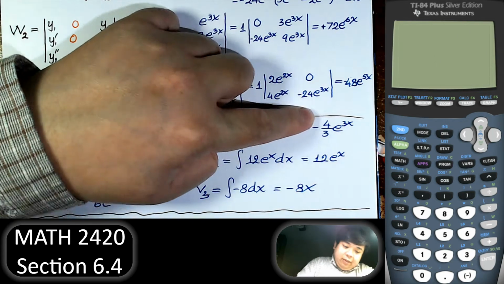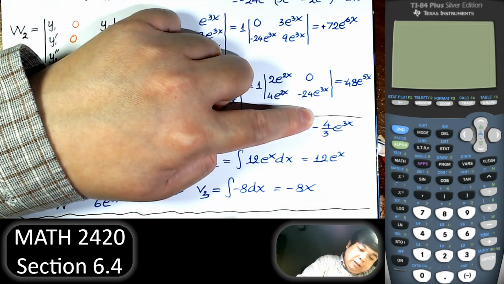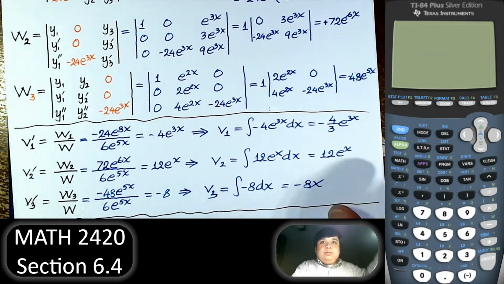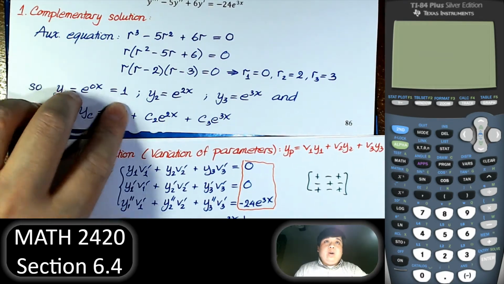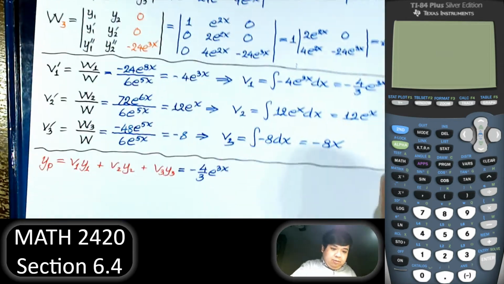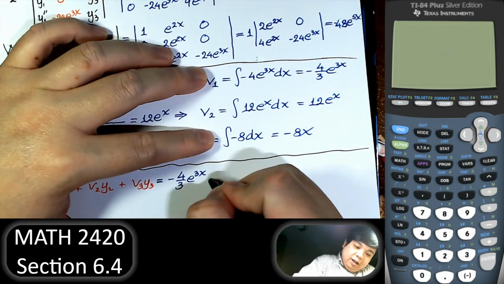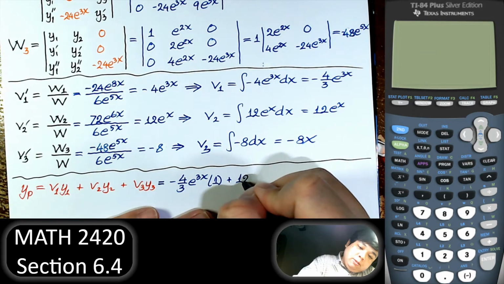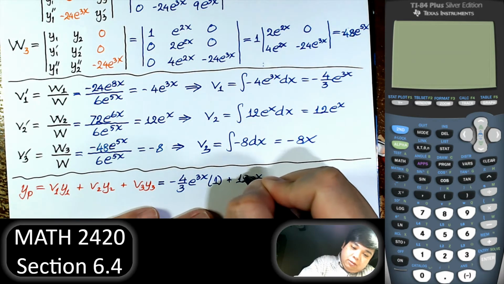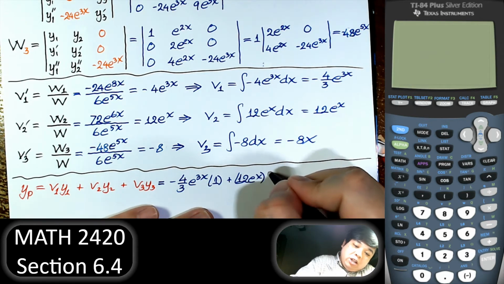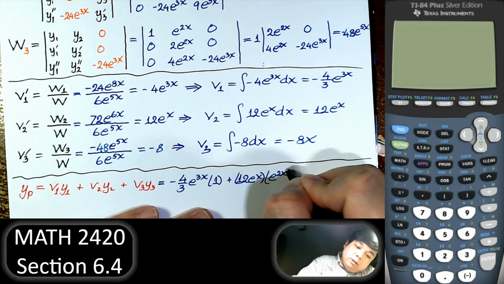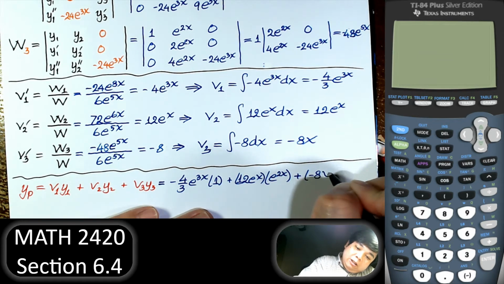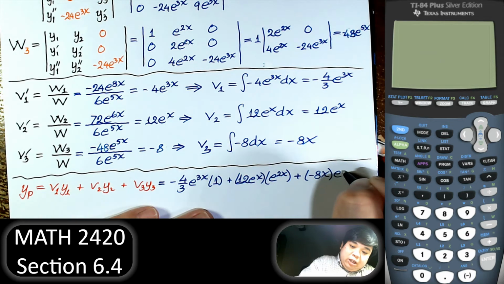v1 that, y1, yeah, y1 is 1, y2 is that, and y3 is that, times v1 plus v2 y2 plus v3 y3.